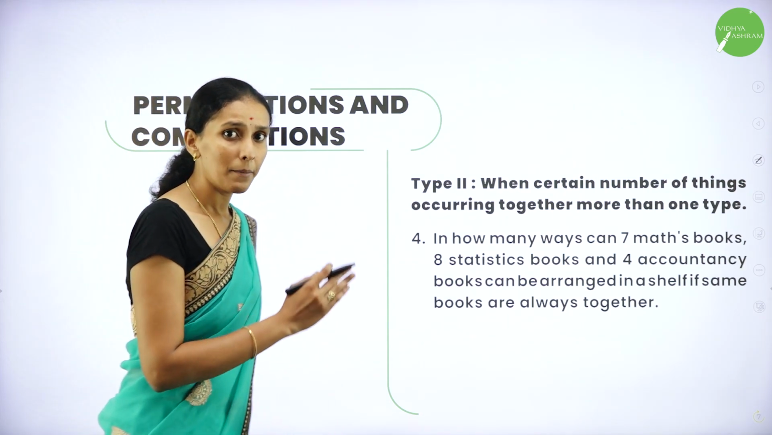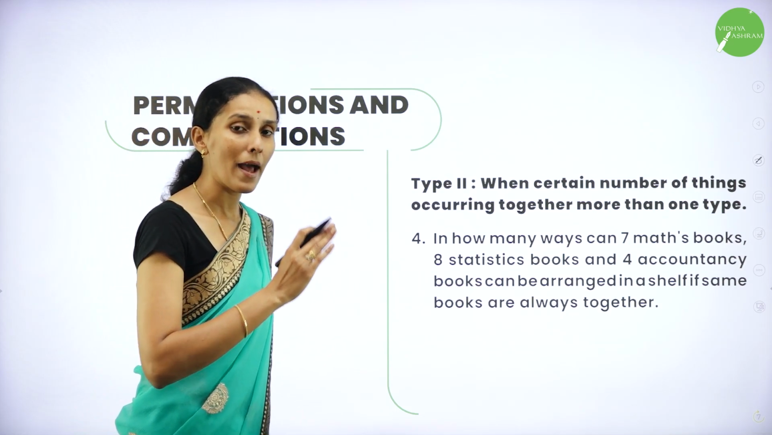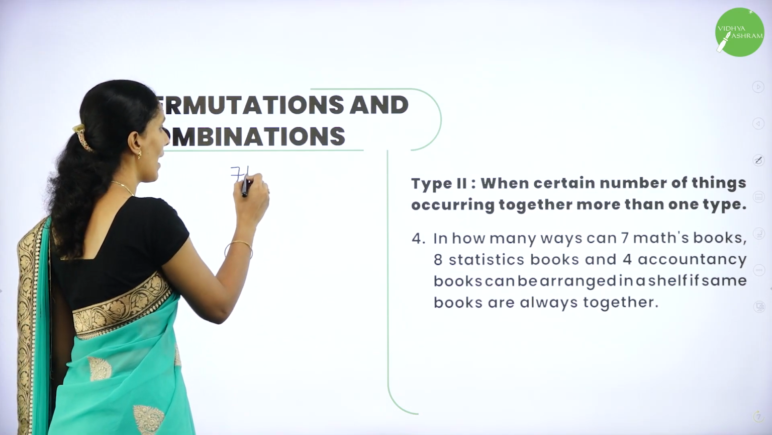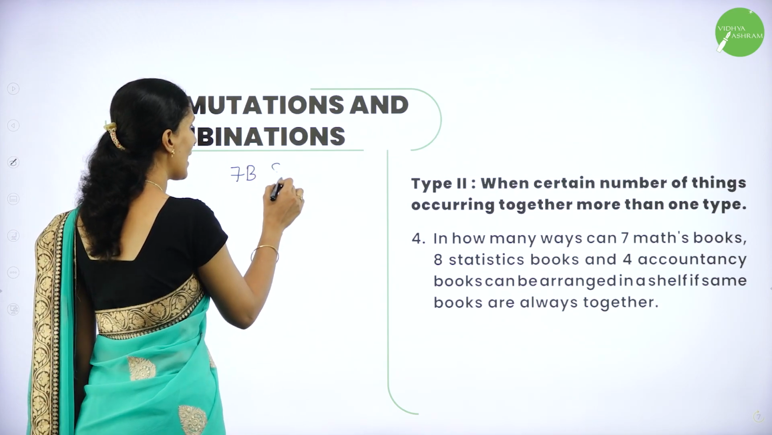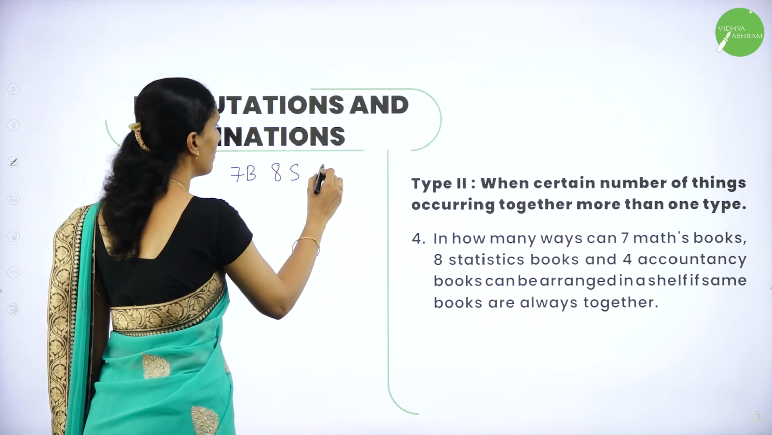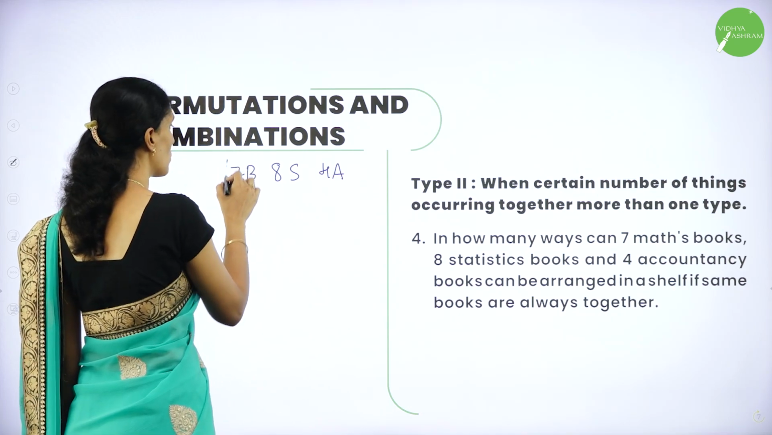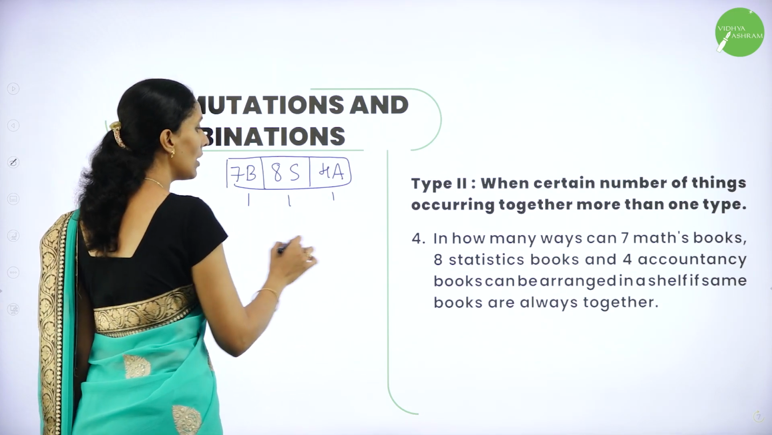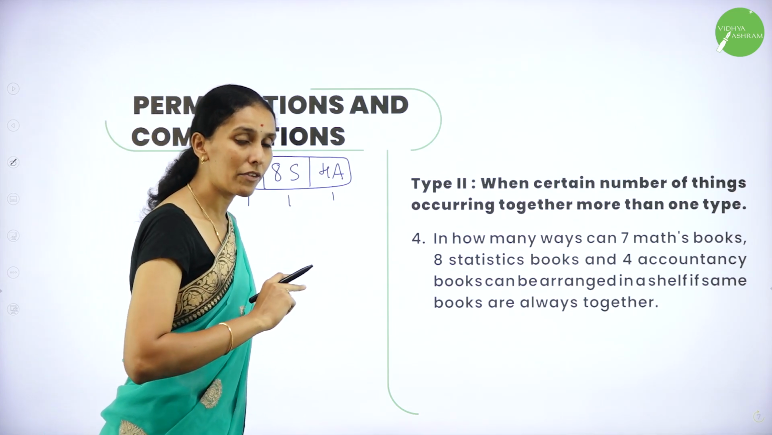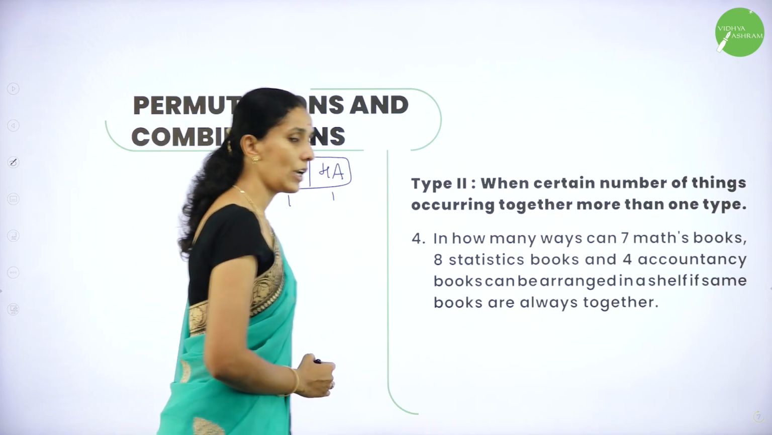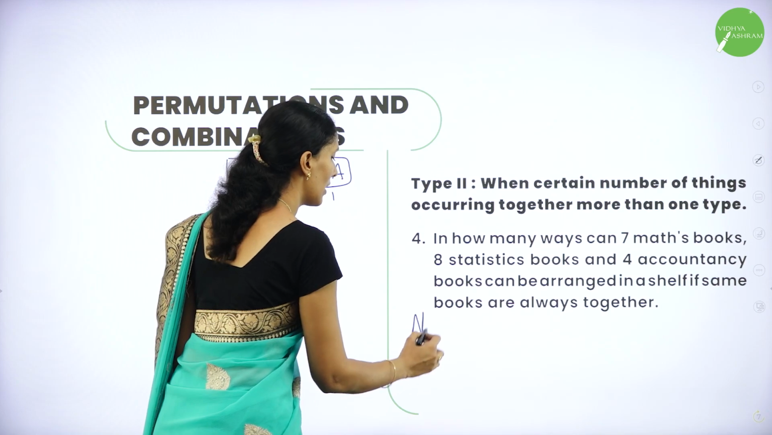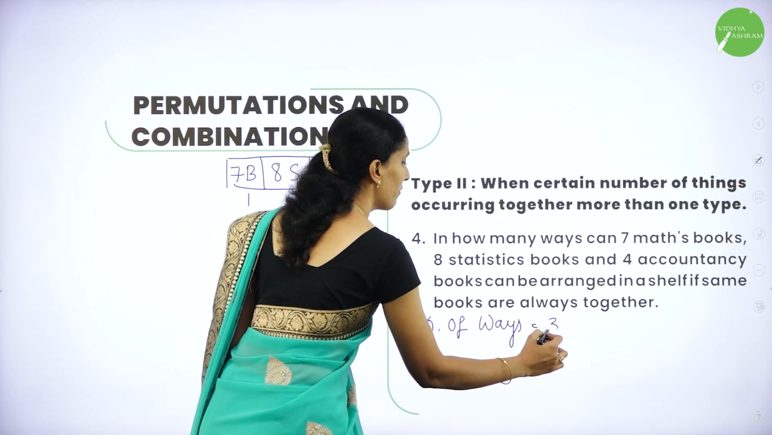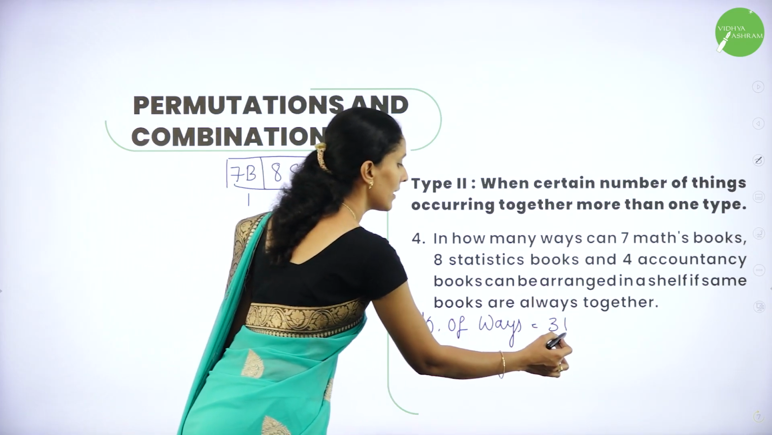Okay, so the same question was taken previously where only 7 maths books were arranged. Here we have to arrange 7 maths books as 1 unit, 8 stats books as 1 unit and 4 accountancy books as 1 unit. So in total how many units do we have? We have only 3 units, 1, 1, 1. So 3 different objects are being arranged here. So my total number of permutations, that is the number of ways, here is 3 factorial.